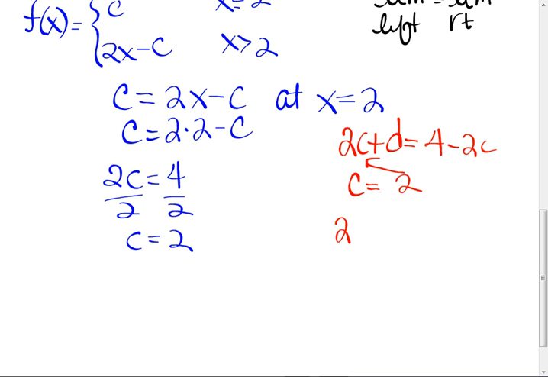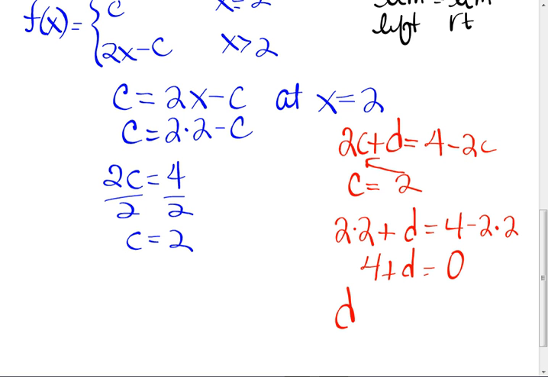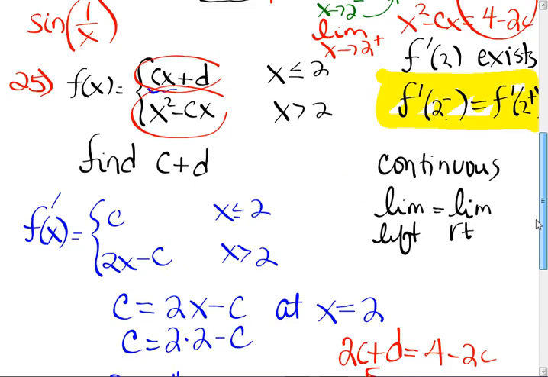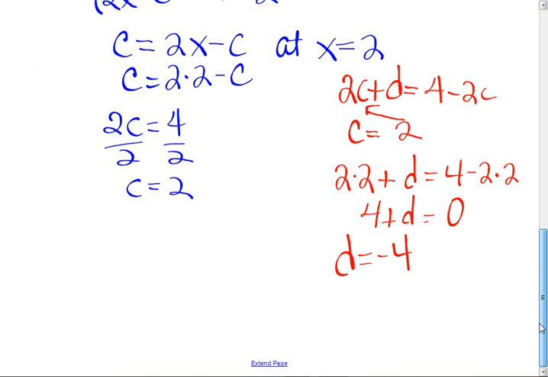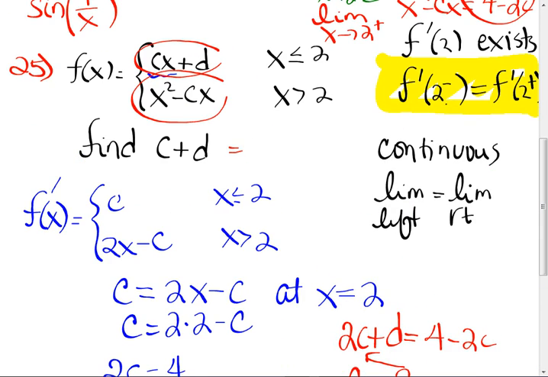So it's 2 times 2 plus d equals 4 minus 2 times 2. So 4 plus d equals 4 minus 4. Oh, it's 0. So d equals negative 4. Don't forget to answer the question. The question asks for c plus d. So it's 2 plus a negative 4. Hopefully I didn't make a mistake. Negative 2, is that an answer? Yeah, it's B.